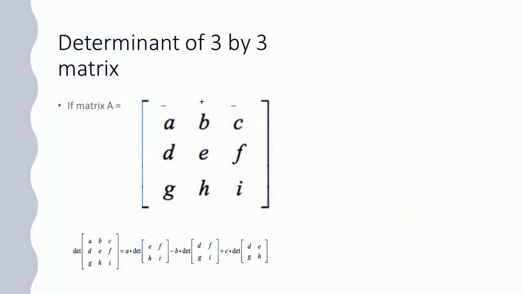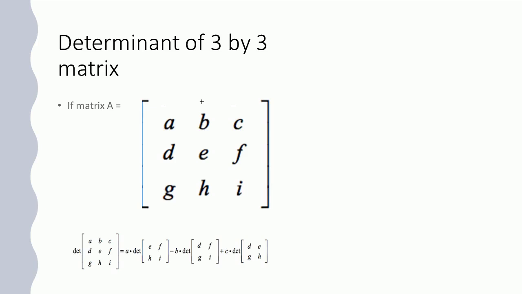Also, we can now move straight to 3x3 matrix. As you can see, if we have matrix A, B, C, D, E, F, G, H, I, which is a 3x3 matrix, you can see I assigned signs to the top, which is the minus, plus, minus sign. Although I think it should have been plus, minus, plus. Sorry, please pardon the error there. It should be plus, minus, plus.